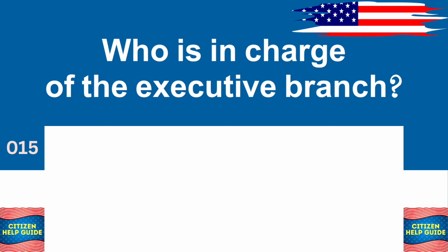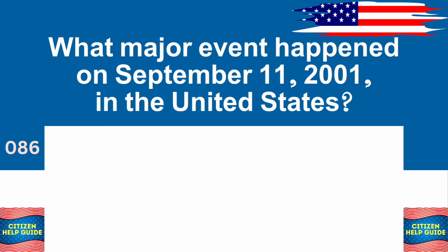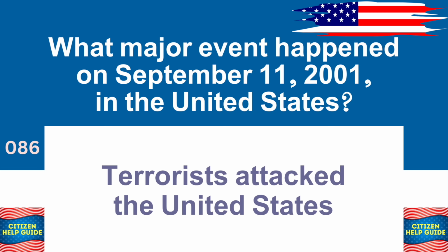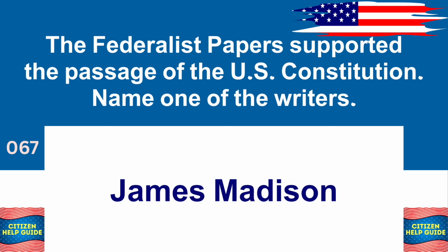Who is in charge of the executive branch? The President. What major event happened on September 11, 2001 in the United States? Terrorists attacked the United States. The Federalist Papers supported the passage of the U.S. Constitution. Name one of the writers. James Madison.